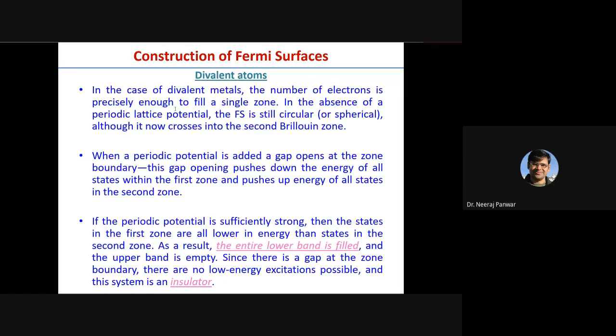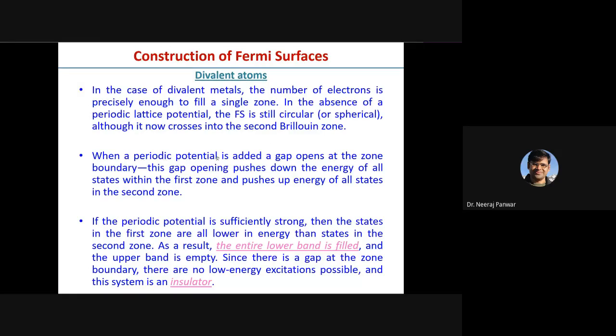But in case of divalent atom, each atom is contributing two electrons. Therefore, the first Brillouin zone would be completely filled. The number of electrons is precisely enough to fill a single zone. In the absence of a periodic potential, the Fermi surface is still circular or spherical, although it now crosses into the second Brillouin zone.